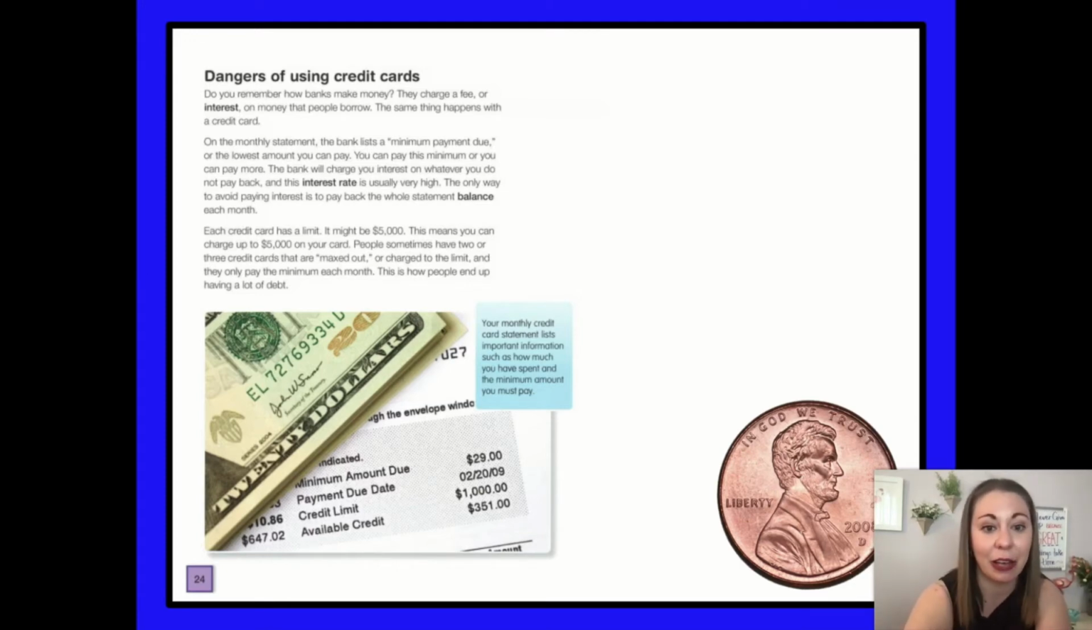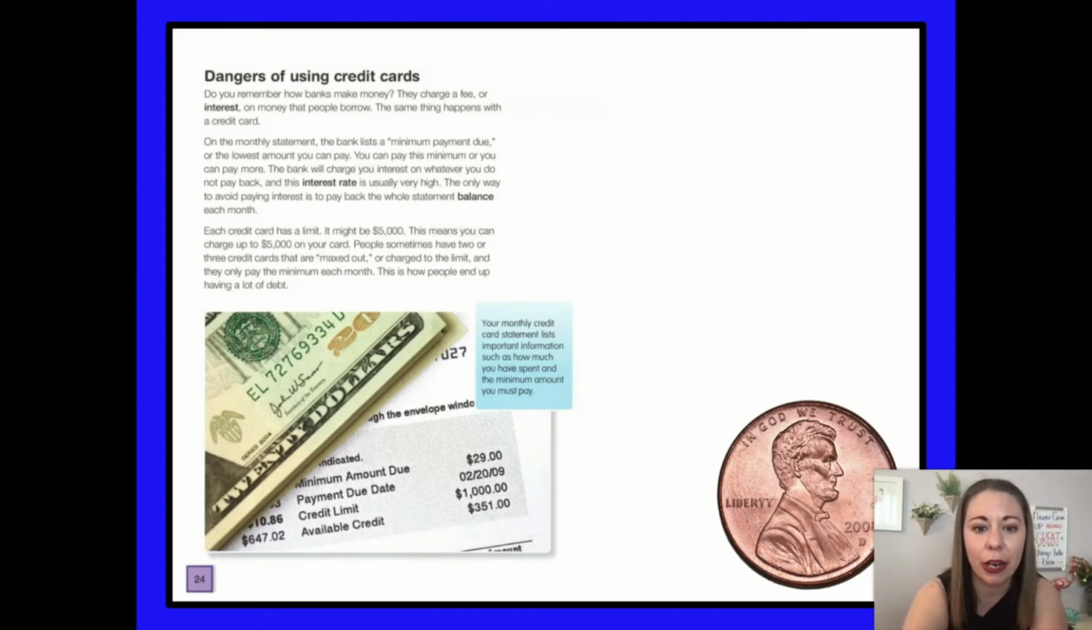Each credit card has a limit. It might be $5,000. This means you can charge up to $5,000 on your card. People sometimes have 2 or 3 cards that are maxed out, or charged to the limit, and they only pay the minimum each month. This is how people end up having a lot of debt. So they end up owing a lot of money that can be really hard to pay back, guys, because imagine if you owe $5,000 to here and $5,000 here and $5,000 here, that's a lot of money.